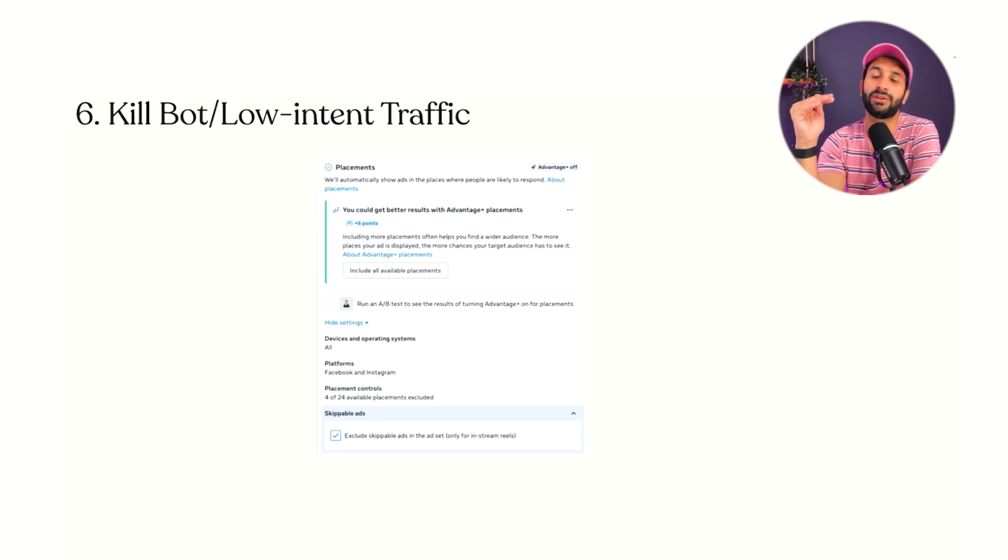You should do this so that you're not getting bot traffic. And we usually saw that as soon as we removed these placements, we got better quality leads. Costs were higher, but the quality of leads was great. In Meta, quality beats quantity. So focus on high quality leads, not quantity.